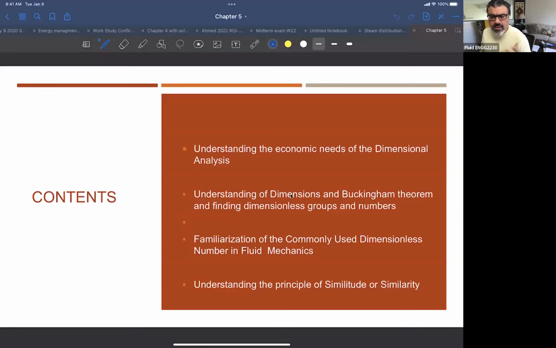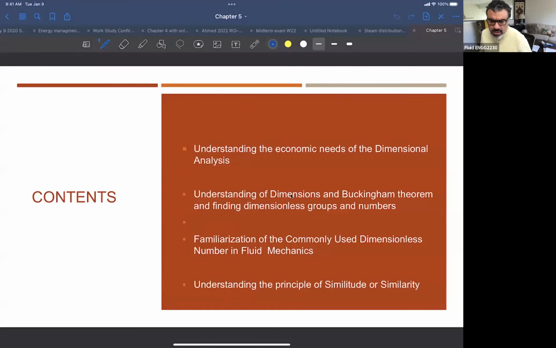Also understanding one of the very famous methods used in dimensional analysis that's called the Buckingham Pi theorem, and finding the dimensionless groups and numbers that are very commonly used in fluid mechanics, and could also be applied to any other subject.